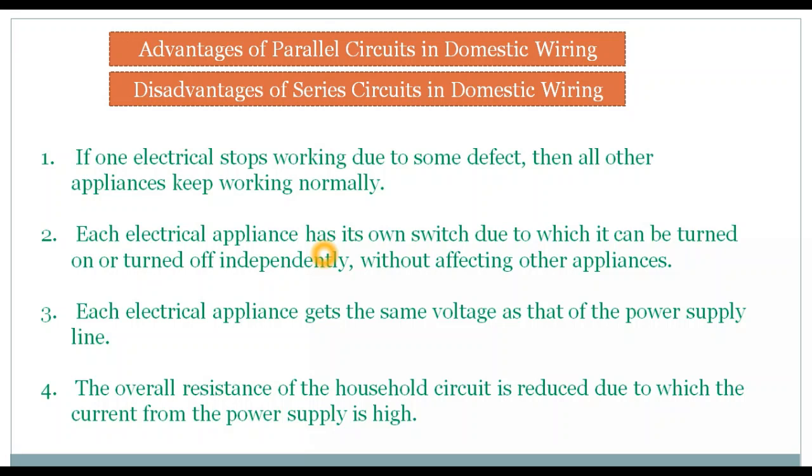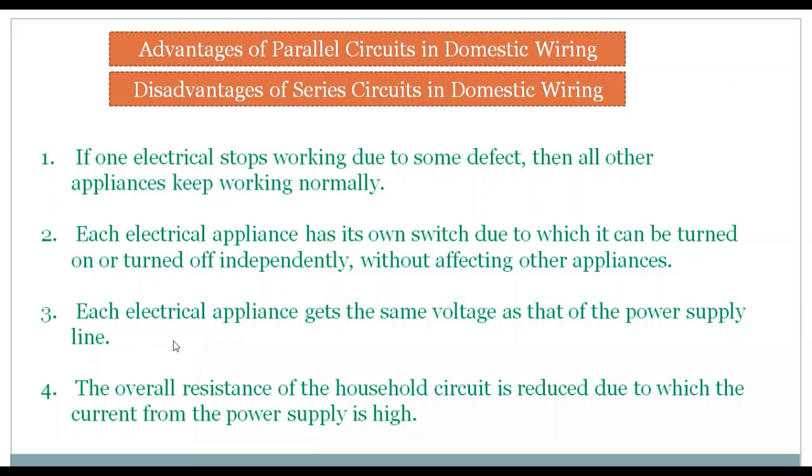But what happens in case of a series circuit? All the appliances will have only one switch, due to which they cannot be turned on or off separately. You can't make them work separately because they are controlled by only one switch.